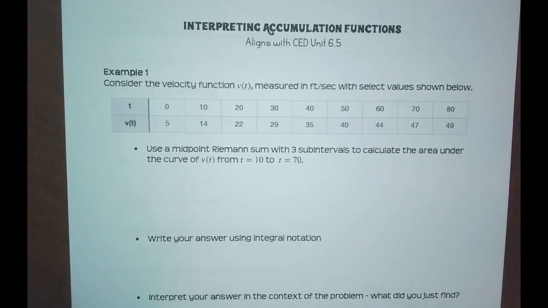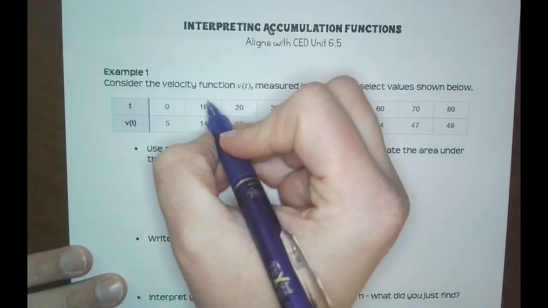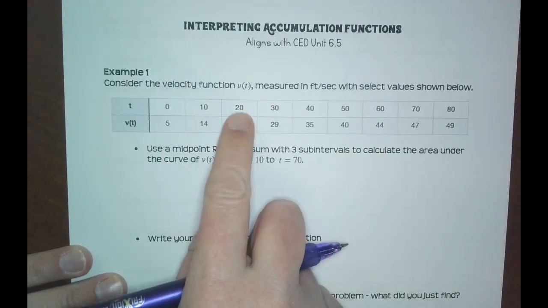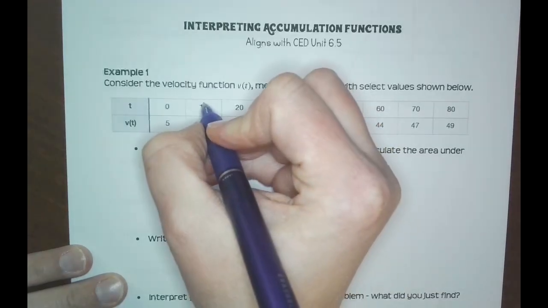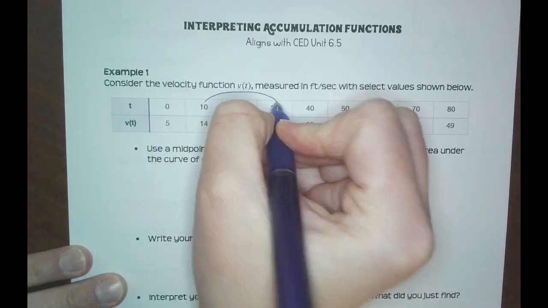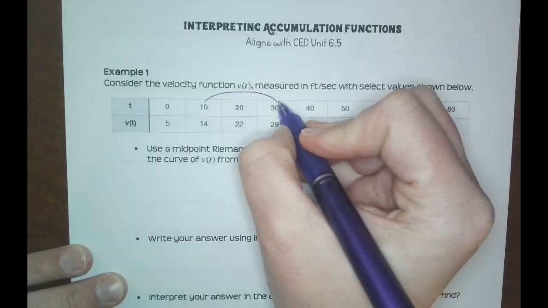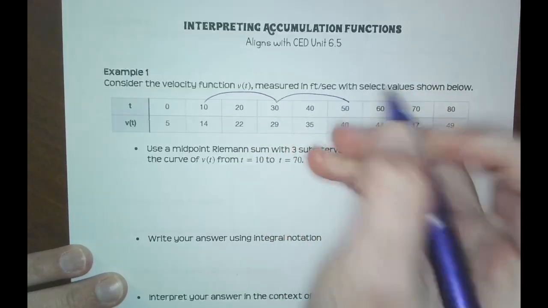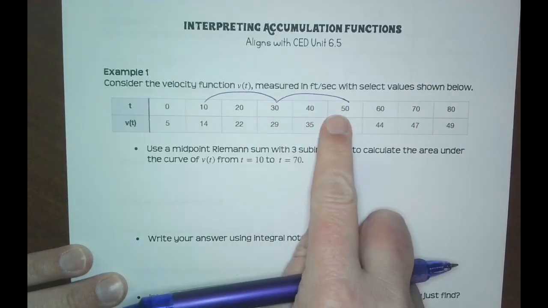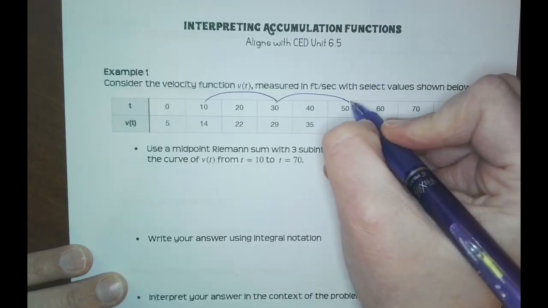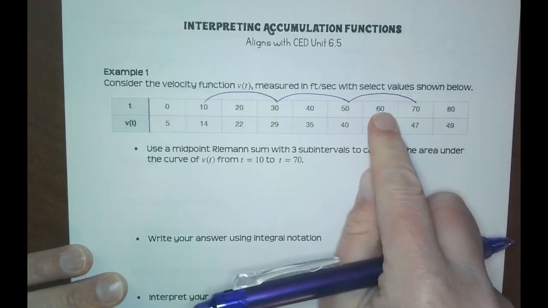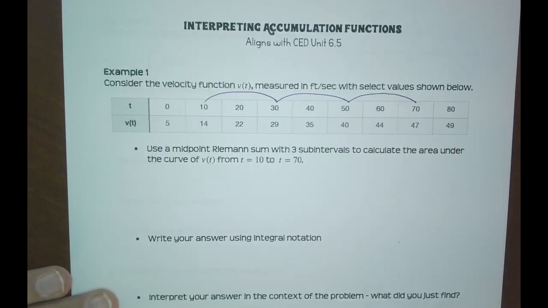So to do a midpoint Riemann sum, my intervals need to include a midpoint, so I need to jump over this middle number. So here's one interval. My next interval would go from 30 to 50, and notice 40 is halfway between 30 and 50. And then my next one would go from 50 to 70, with 60 being halfway in between.